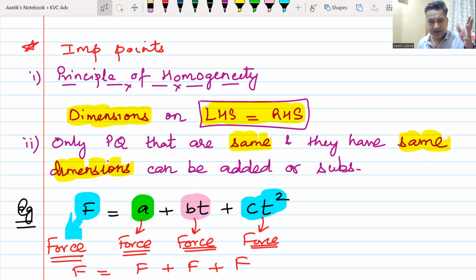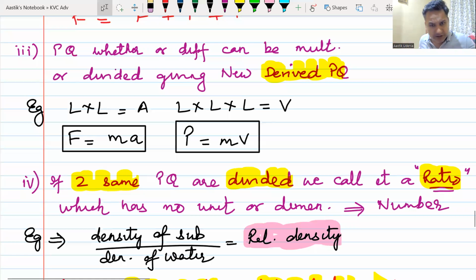Physical quantity on the left hand side and physical quantity on the right hand side of the equation would be same, and therefore they will have the same dimension. Only those physical quantities which are same and having the same dimension can be added or subtracted. But when you talk about multiplication or division, physical quantities which are different can be multiplied or divided.